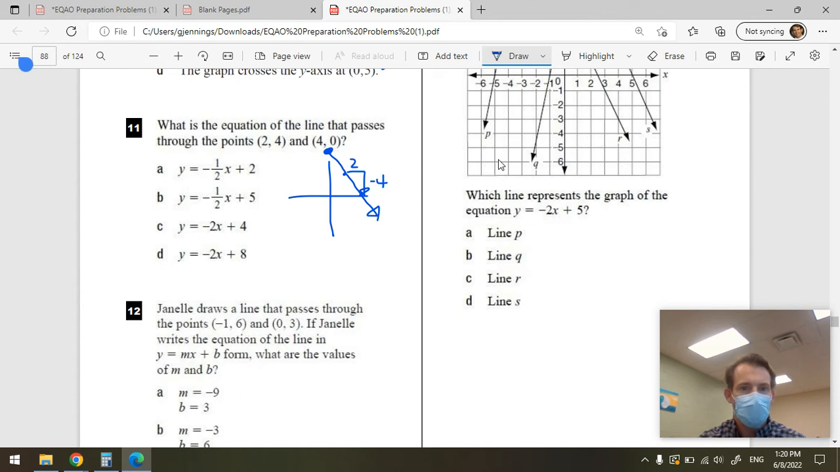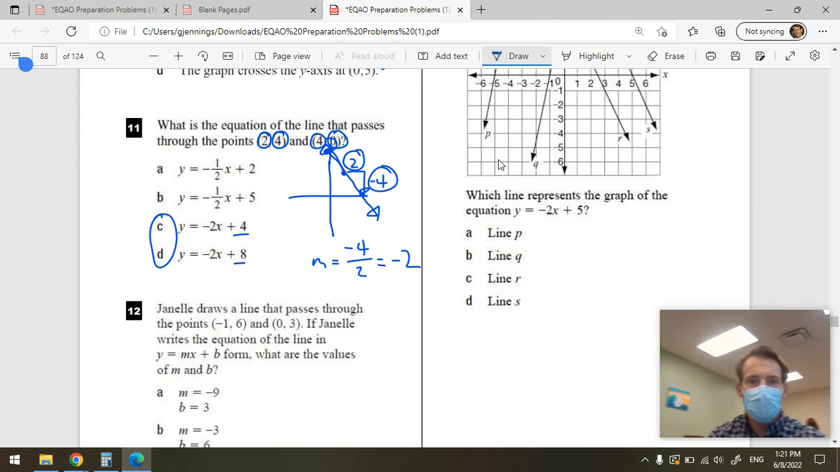All right. I can also do it this way. It goes from 2 to 4 in the x, so that's plus 2. And it goes from 4 to 0 in the y. That's minus 4. So then I have m is equal to negative 4 over 2, which is equal to negative 2. Okay, so it's one of these two choices. Why is it not this one? Why is it that one? Well, this point was already up at 4, and then it rises before it reaches the y-axis, so I know it's higher.